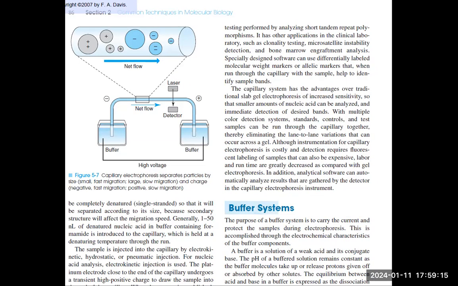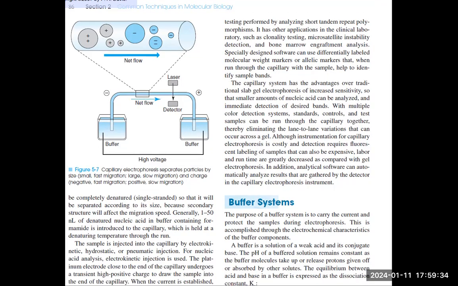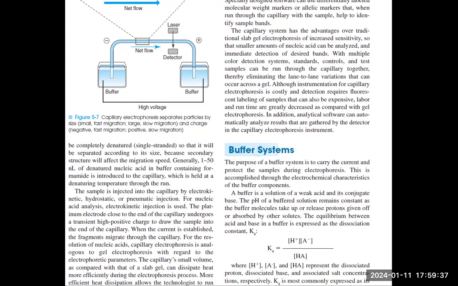And you will ask me, how much of the sample, the denatured nucleic acid in buffer, shall we inject into our capillary electrophoresis? It's about 1 to 50 nanoliters. It must contain formamide, which is held at a denaturing temperature through the run. Actually, it's not much, it's nL. And if we're dealing with nucleic acids, we will use electrokinetic injection. But other means of sample injection include hydrostatic and pneumatic injection.